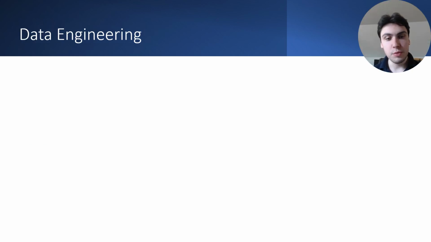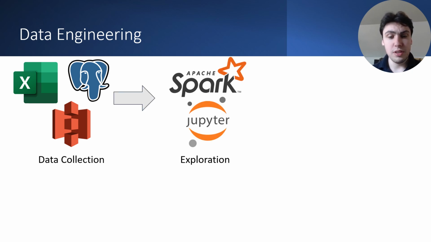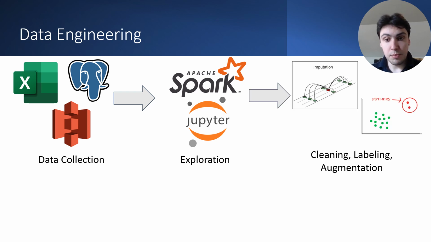So the second part of the machine learning workflow is data engineering. And in data engineering, we typically start off by combining data from different sources like spreadsheets, databases, and so on. We then explore them using frameworks like Apache Spark or Jupyter Notebooks. And from the analysis and exploration, we try to improve the quality of the data. This can be by imputing missing labels in the data or detecting outliers, removing them, or we can also augment the data. But where does MLOps come into play here?